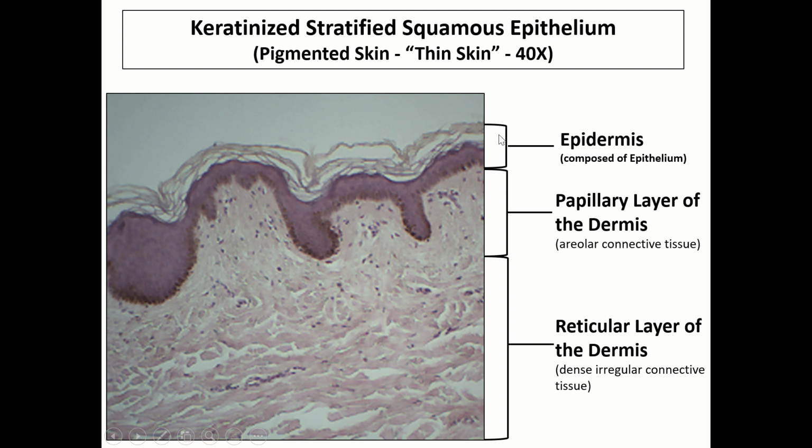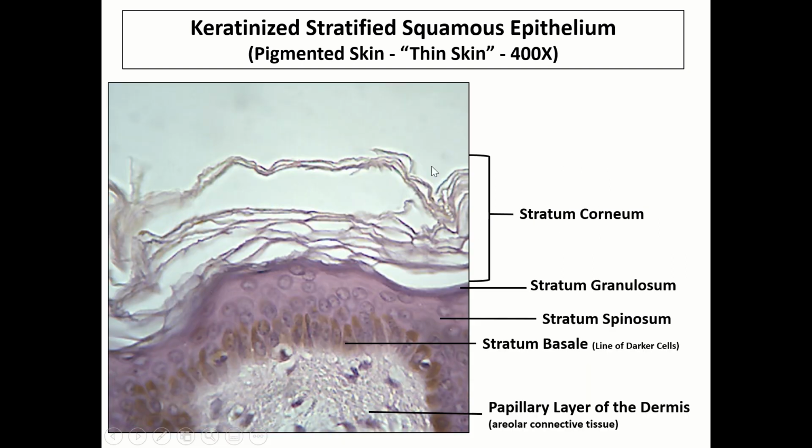The epidermis, again, is where you'll focus for the epithelium, but you'll notice here that this layer below it is known as the dermis. There is a papillary layer of the dermis made up of areolar connective tissue, and then below that is a reticular layer of the dermis, and this is an example of dense, irregular connective tissue. For this video, we're going to continue to focus on the epidermis. In this particular slide, you're looking at skin that's known as thin skin.